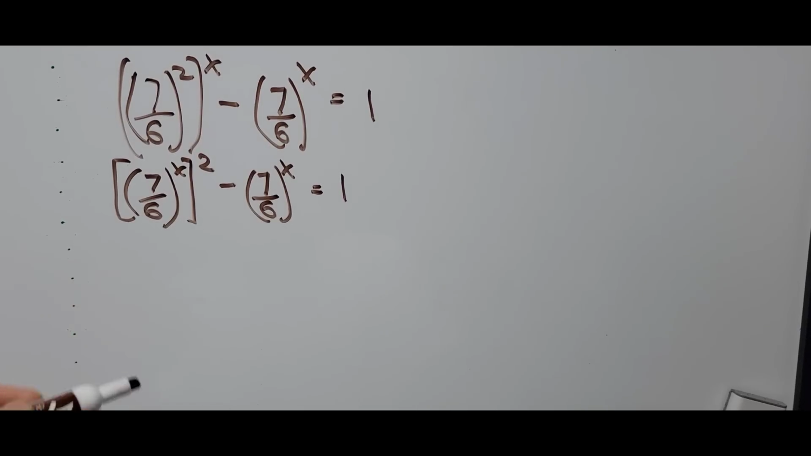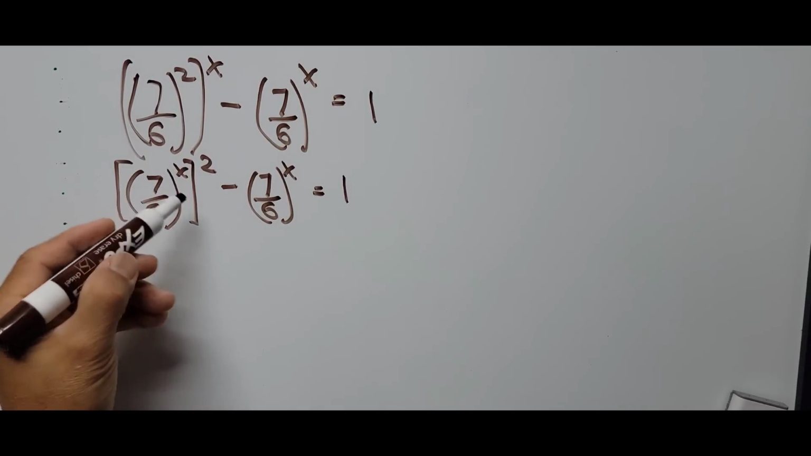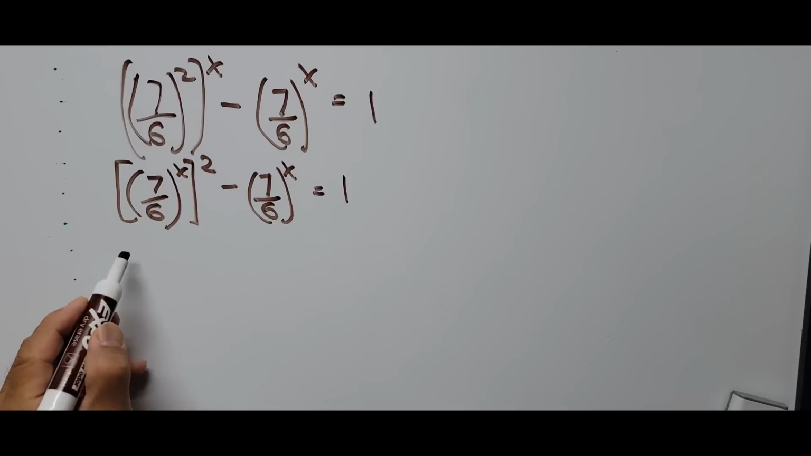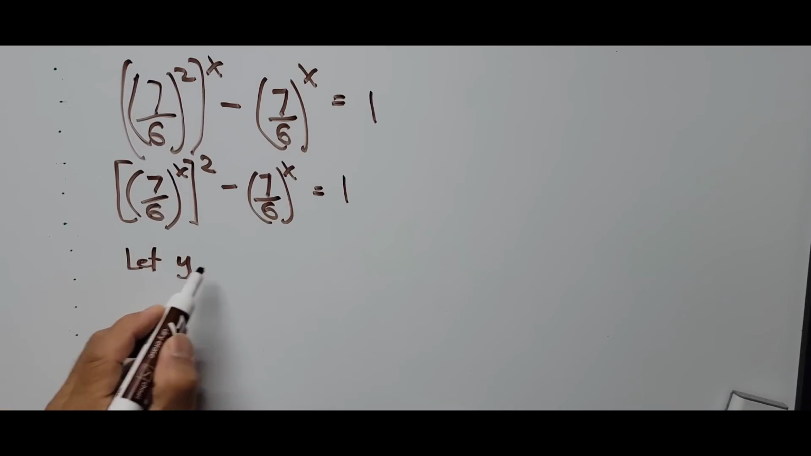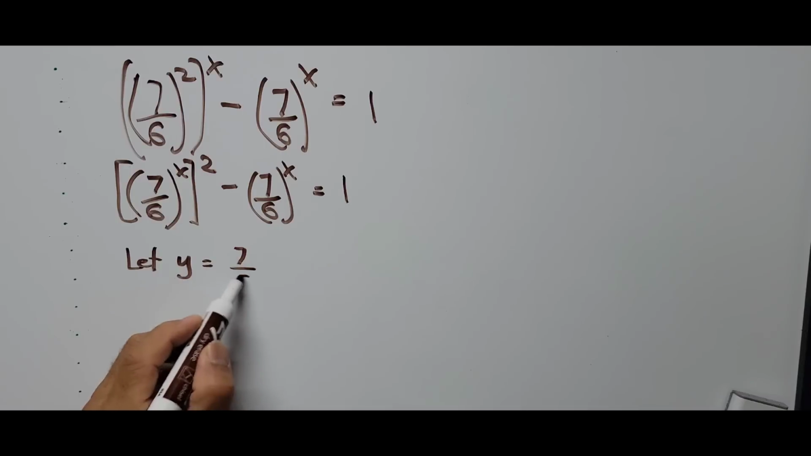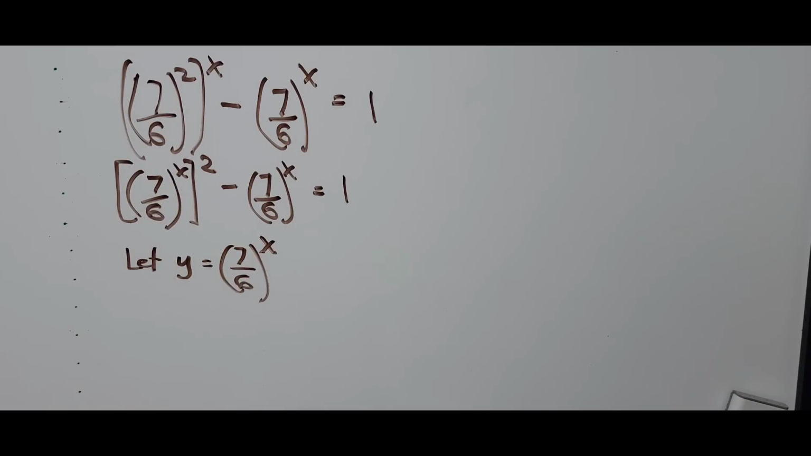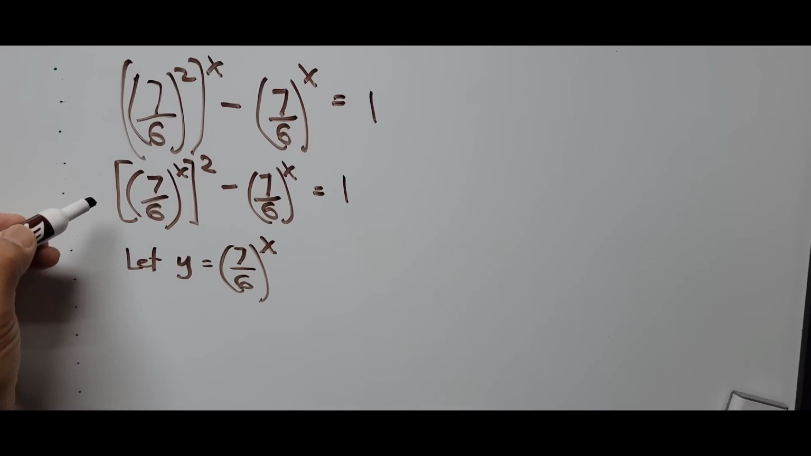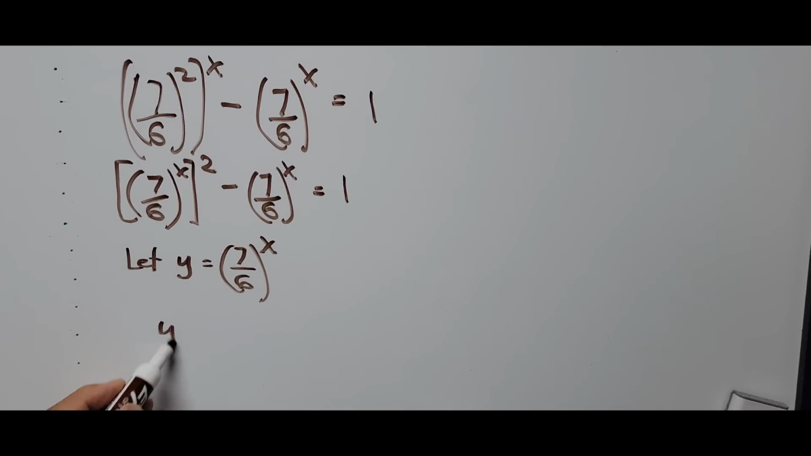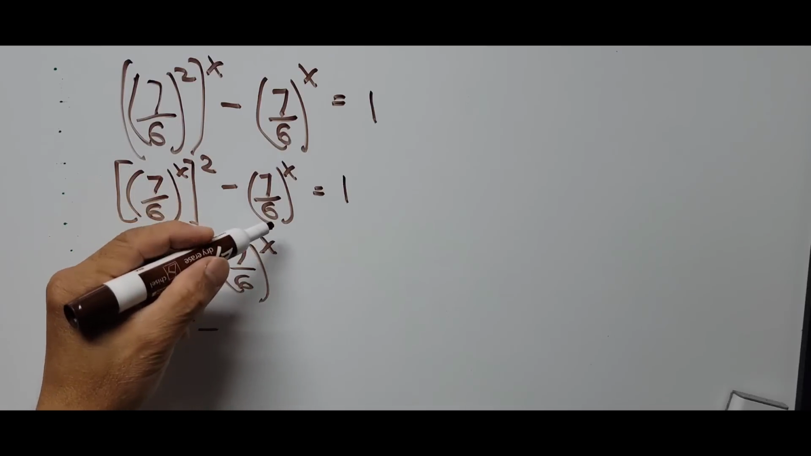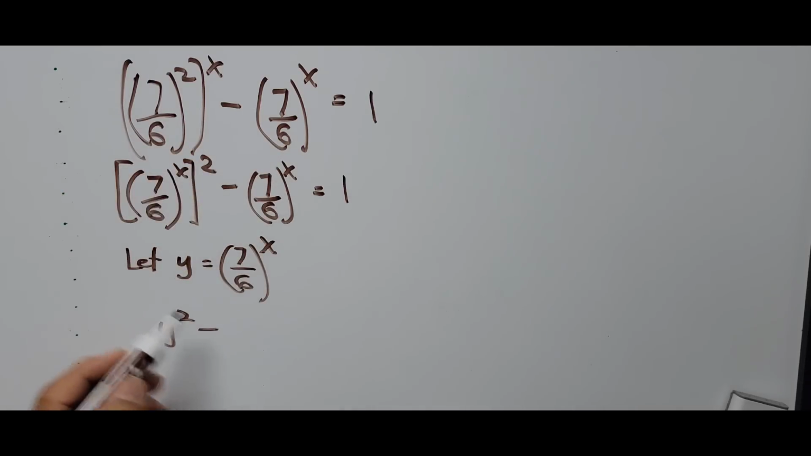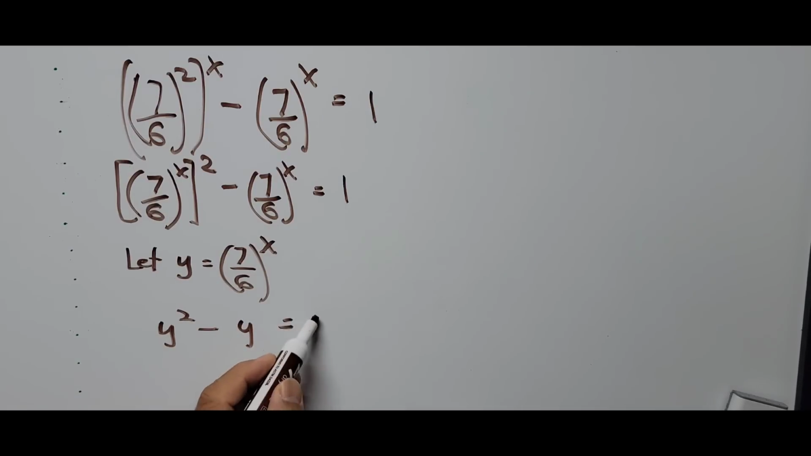From here, we introduce a new variable to represent 7 over 6 raised to the x power. Let y be 7 over 6 raised to the x power. Then the equation becomes y squared minus y equals 1. Transposing 1 from the right side to the left side, it becomes y squared minus y minus 1 equals 0.